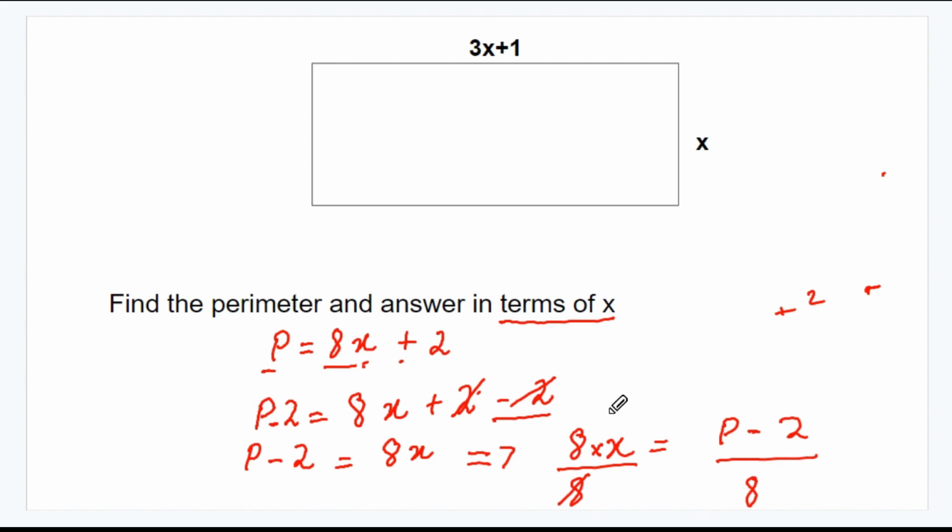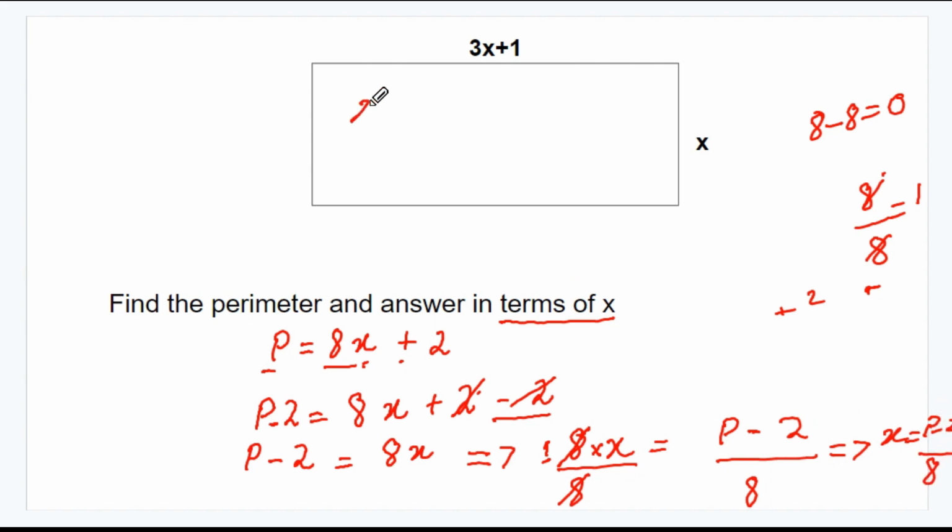Okay, now this 8 is going to be cancelled with this 8 and it's going to give you 1. Remember, when you divide 8 by 8, it's going to give you 1. When you take away, it gives you 0. Okay, so now we have 1 times x, that means x equals (P minus 2) over 8. So now your answer is x equals (P minus 2) over 8. So your answer is in terms of x, or you can say that x is the subject of your formula.